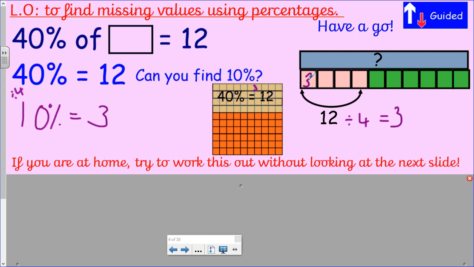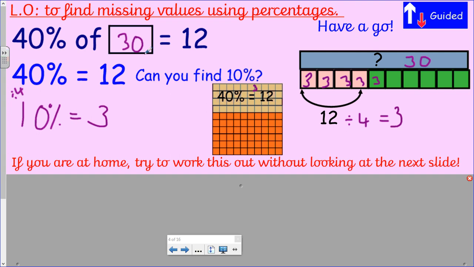Now, if I know 10%, I know that each single one of these squares is 3. So if they're all 3, I just need to do 3 times 10. So 3 times 10 is 30. That makes this 30. So 40% of 30 equals 12. Okay, now if you don't believe me, we can actually just do that.